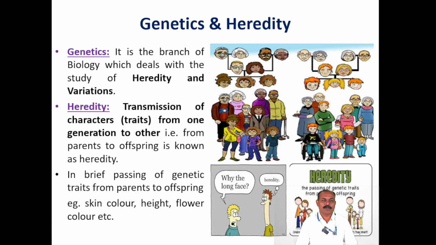And this is what genetics is actually. Heredity is the transmission of characters from one generation to another, that is from parents to offspring. The characters or traits transferred from parents to offspring, for example, the color of the skin transferred from the father to his son, or the color of the hair transferred from mother to her daughter. This transmission of characters is known as heredity, right? In brief, the passing of genetic traits, traits meaning characteristics, from parents to offspring is known as heredity. Examples are skin color, height, flower color, etc.